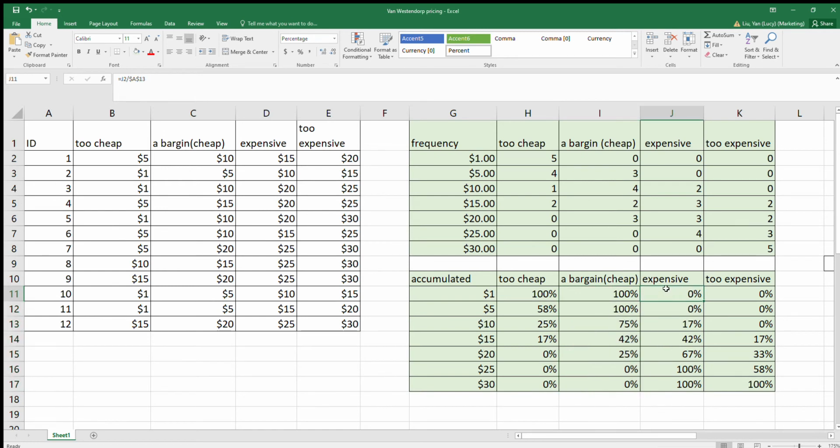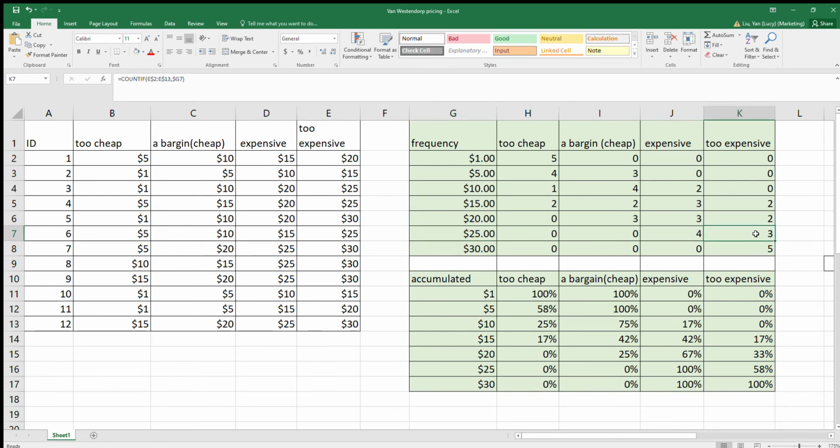The trick here is that when we do the expensive and too expensive, we have to do the calculation from the opposite side. For here, we do it from top to bottom, and for here, we have to do it from bottom to top. Why is that? Let me show you an example. Here at $30, there are 5 people who think $30 is too expensive. And there are 3 people who think $25 is too expensive.